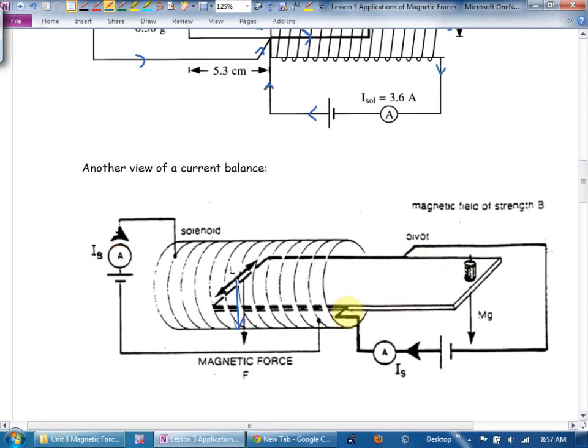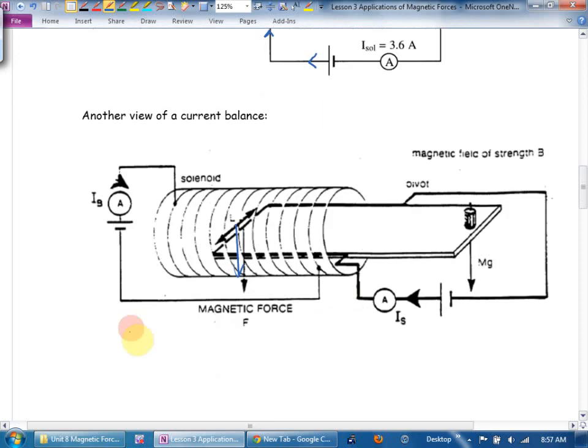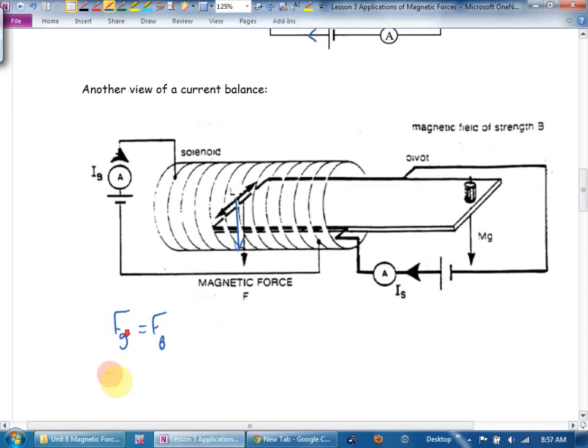And then to figure out the mass, you would say, well, Fg equals Fb. mg equals BIL. The mass of this very light object would be the magnetic field times the current times the length divided by g.